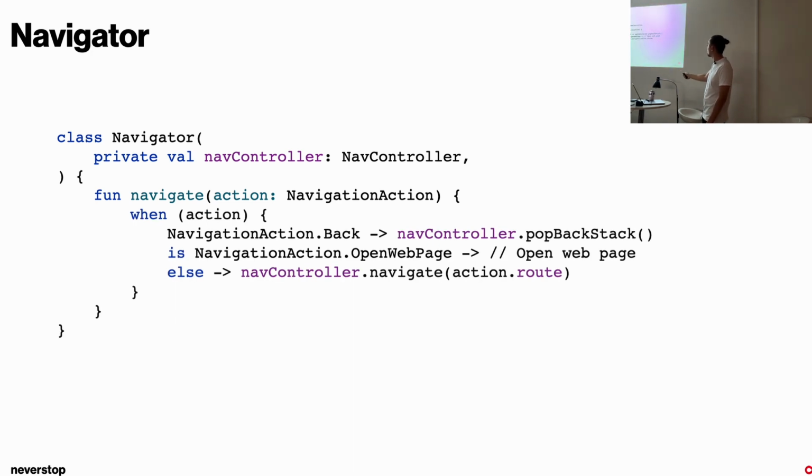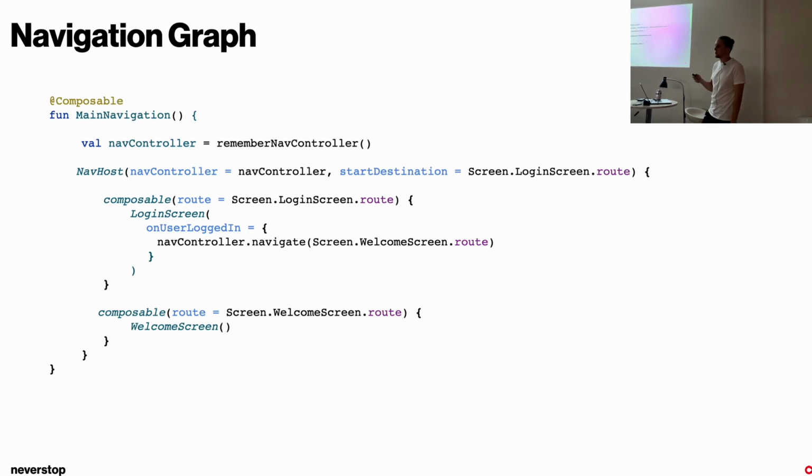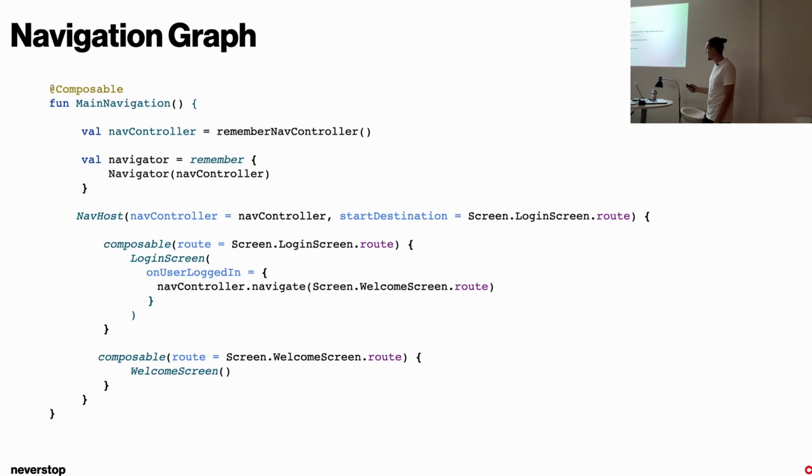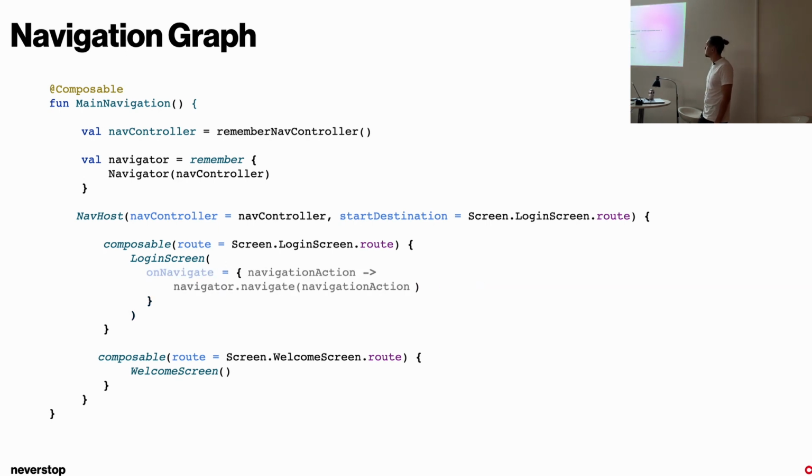So if it's back, you pop the back stack. If it's open a web page, well, you open a web page. Otherwise, you just navigate to the root. So let's see what we need to do on our navigation graph. This is the thing that we saw earlier, but we need to add our navigator, of course, and then this thing will change. So instead of using nav controller directly, we replace that and use our navigator and its only navigate method. And with this approach, every screen can just have this onNavigate, and you just declare a bunch of actions, which are then handled by the navigator.